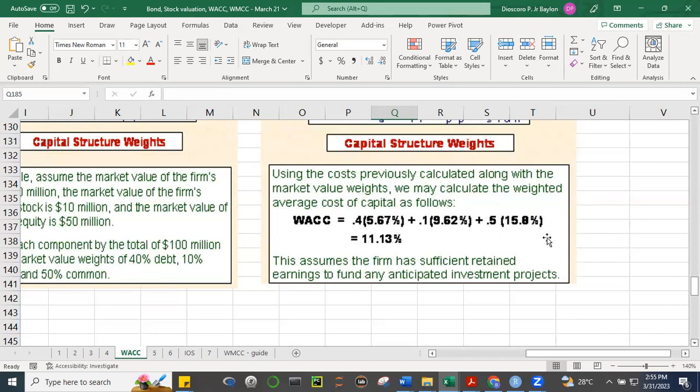which has the highest cost among the three? Which one? Common equity, yes. Carlos, why do you think common equity has the highest cost? Sure, I think it's because a lot of people get common equity. Okay, a lot of people get common equity.